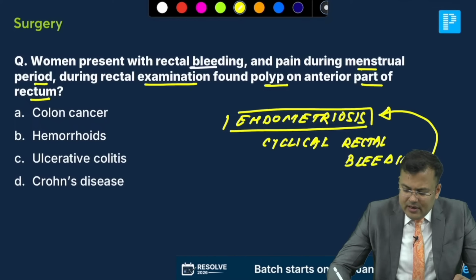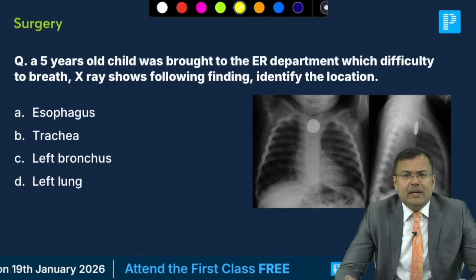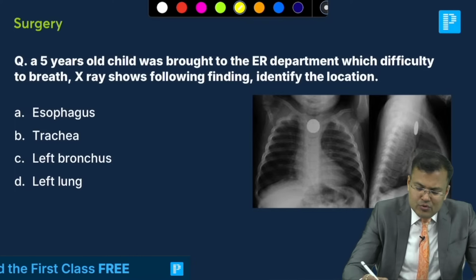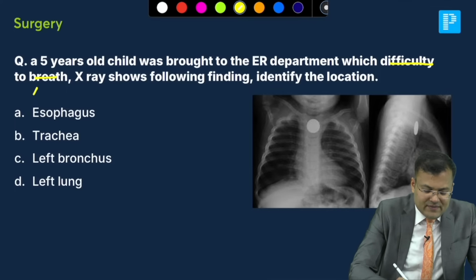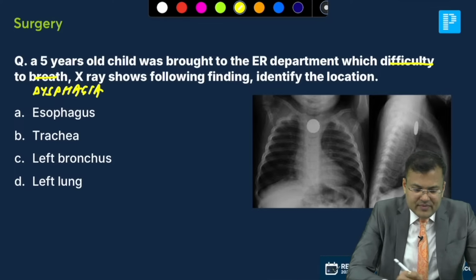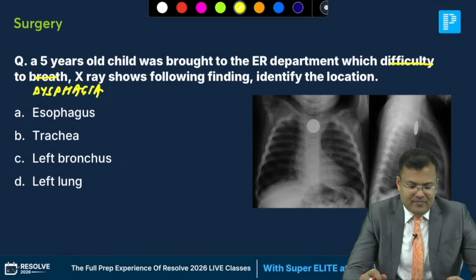Okay. Next, a 5-year-old child brought to the emergency department with difficulty to breathe. Yes, it was dyspnea or dysphagia, guys. Difficulty to breathe or difficulty in swallowing. Clear?